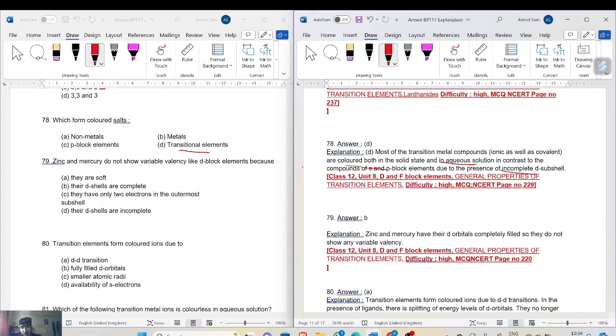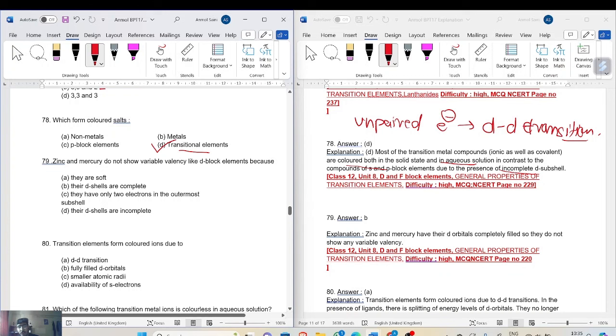If they have incomplete d orbitals, then they will have unpaired electrons. And when they have unpaired electrons, these electrons will undergo d-d transition and show color. Okay, so this will be clear. The correct answer will be transition element because they have an incomplete d subshell, or you may say they have unpaired electrons in their d subshell, and then these unpaired electrons undergo d-d transition and the color is shown.